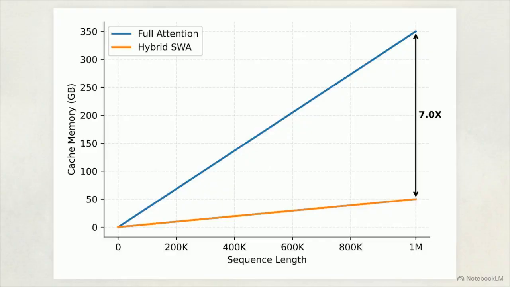This chart maps exactly how much memory is saved. Look at the dramatic gap between the blue line, representing full attention, and the orange line for hybrid SWA at the 1 million token mark. The footprint drops from 350 gigabytes down to just 50 gigabytes.